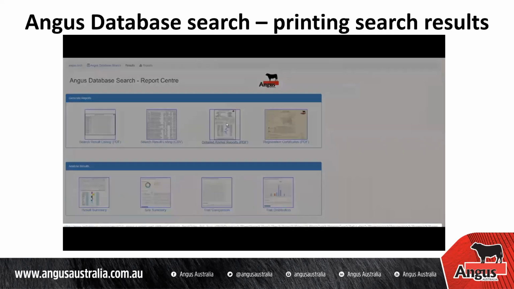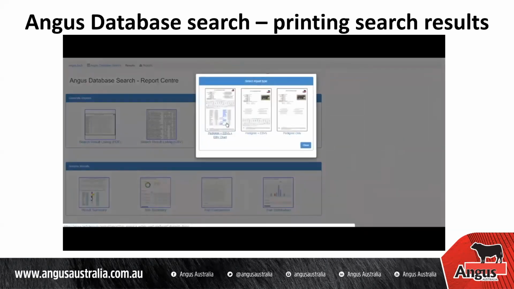Detailed Animal Reports produces a one-page summary on all the animals in your previous search. There are three types of Detailed Animal Reports, depending on what information you want included in the one-page summary: Pedigree Only, Pedigree EBV, and Pedigree EBV and EBV Chart.